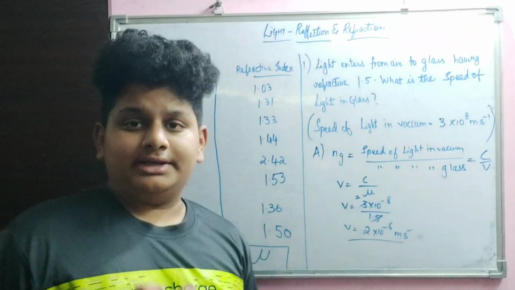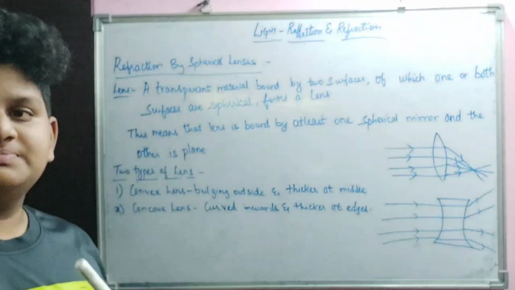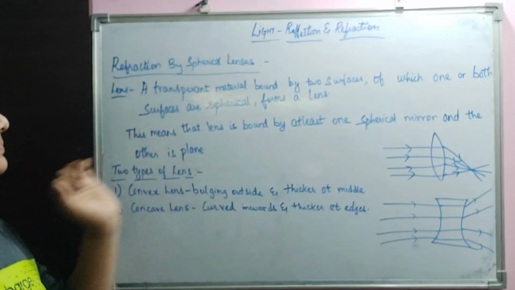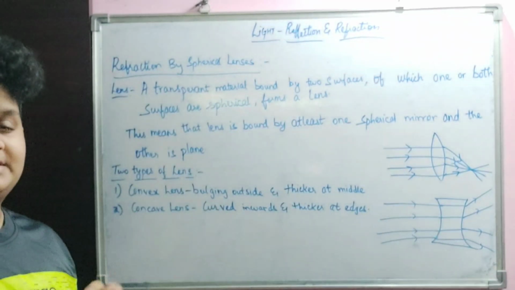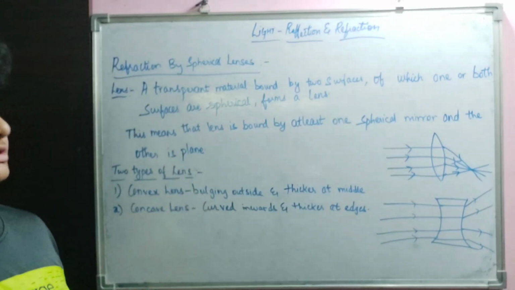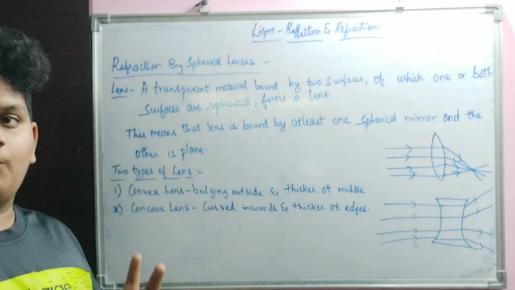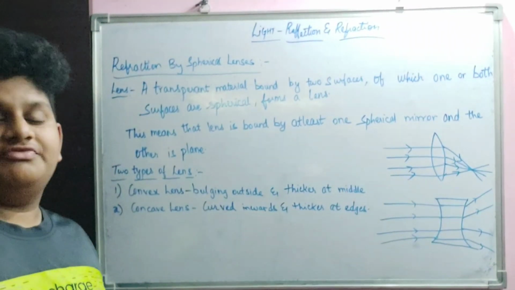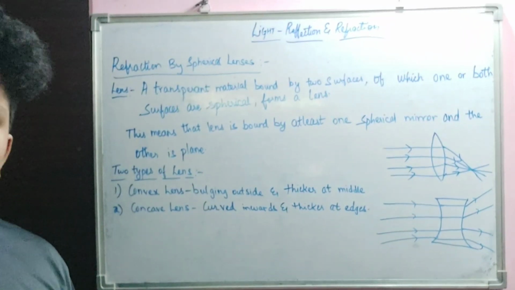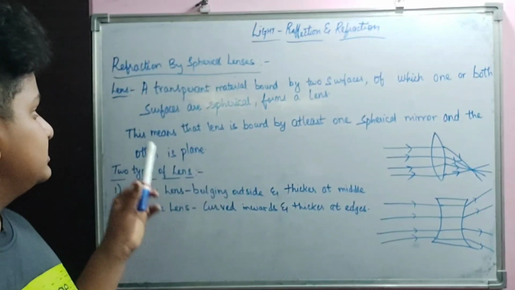Now let us see the next topic. Now let us learn about refraction by spherical lenses. What is a lens first of all? A transparent material bound by two surfaces, of which one or both surfaces are spherical, forms a lens. It is telling that if a material is bound by two surfaces, at least one should be a spherical mirror. If one or both are spherical, then it is known as a lens.